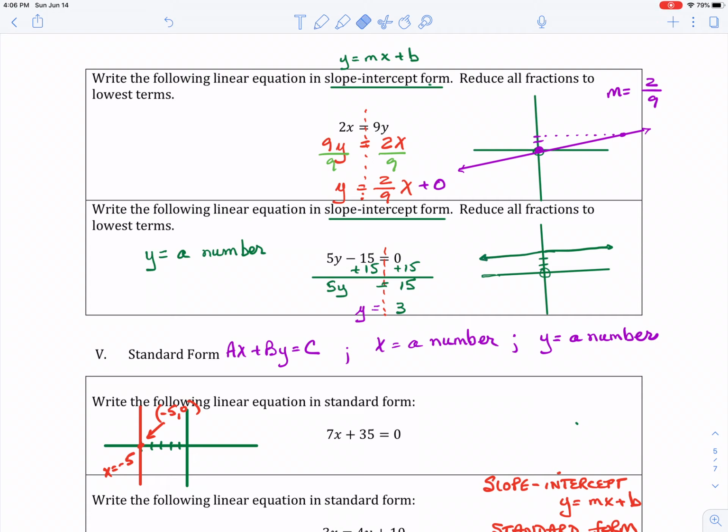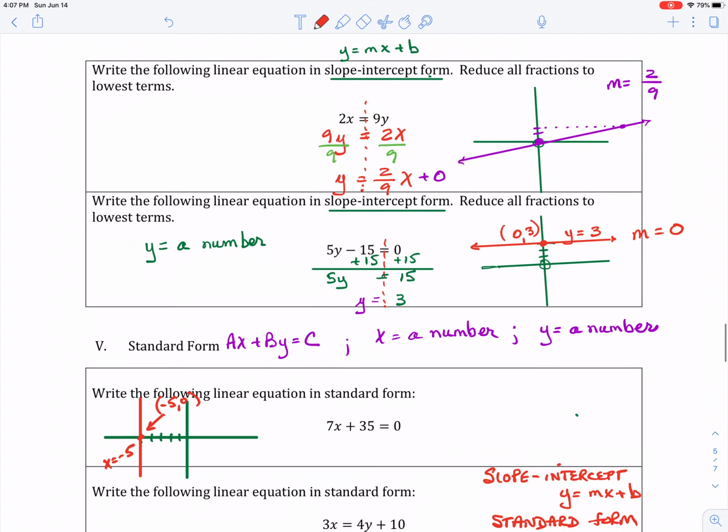Let me try and clean that up a little bit. And let me change the color for that too. So if we try and graph this line, there, that's a little better. That's the line y equals 3. It has a y-intercept here at (0, 3), but the slope of this line is 0. Anytime you have a flat line, the slope is 0.